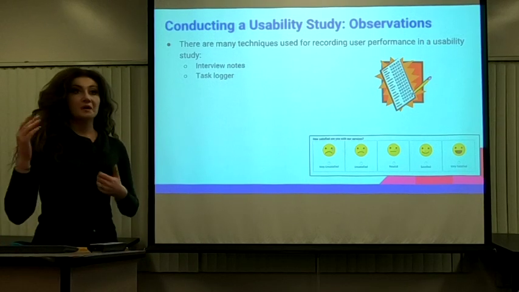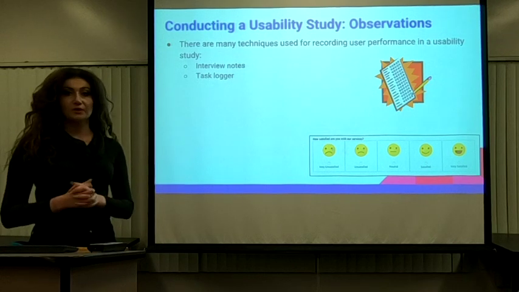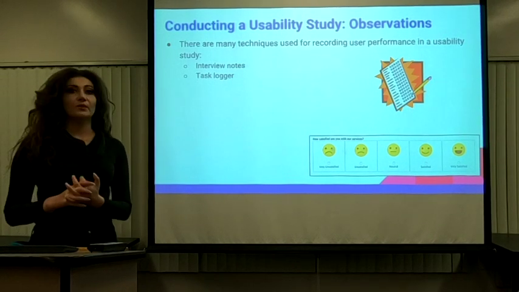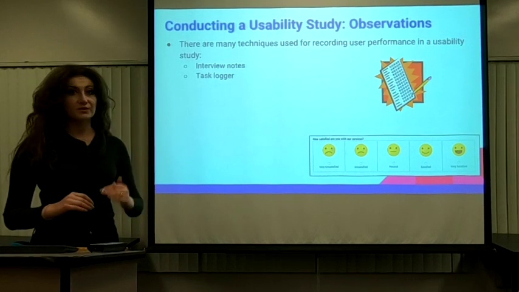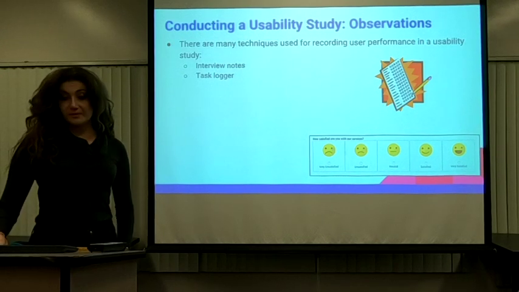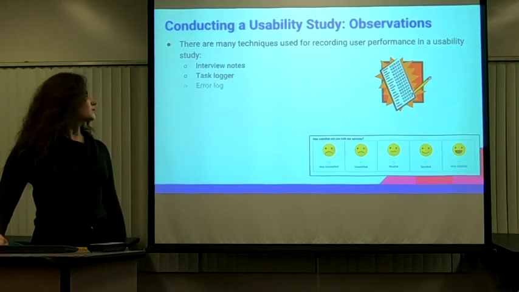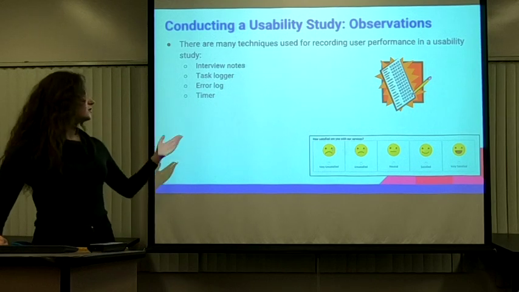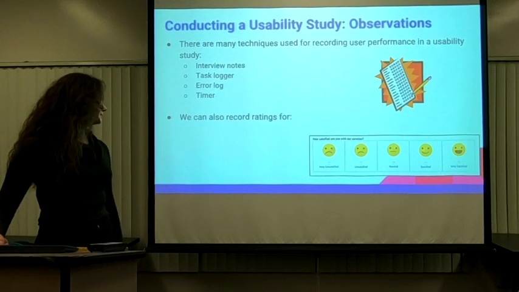You can create any form of a table or template on an Excel spreadsheet or Google Numbers or Sheets, anything like that, for a way to organize the performance per task. So you could have tasks 1 through 8 in one column, and then in the next column you can have everything the participants were saying. You can also include a column for errors. You can also include a column for how long it took them to do that. So an error log, a timer, all of these are great ways to record participant performance.